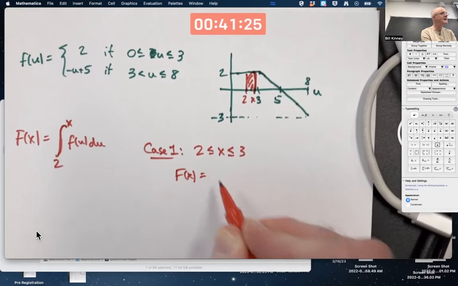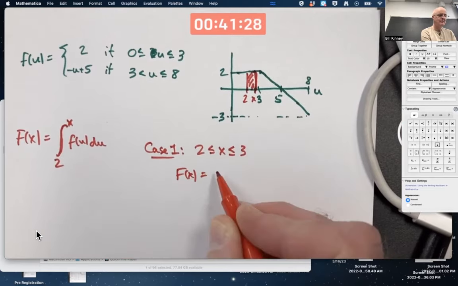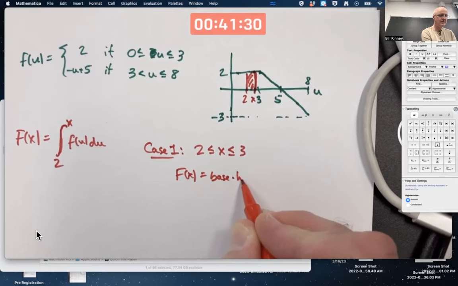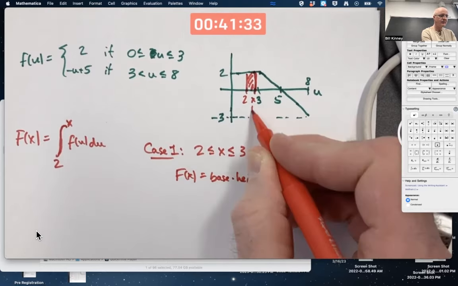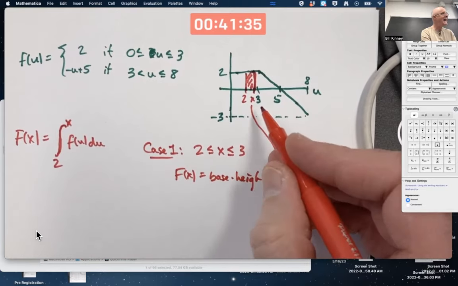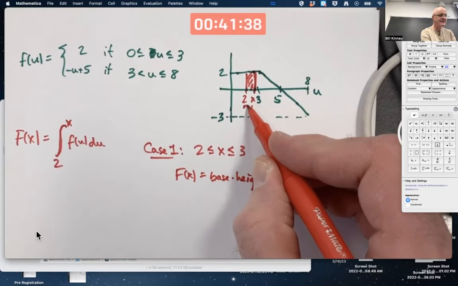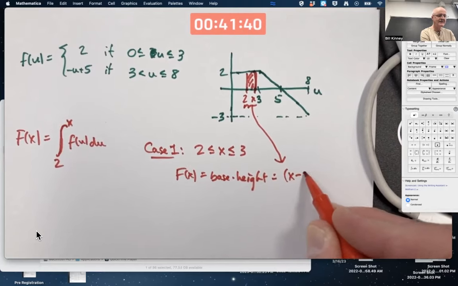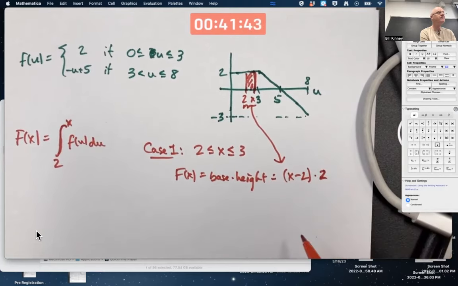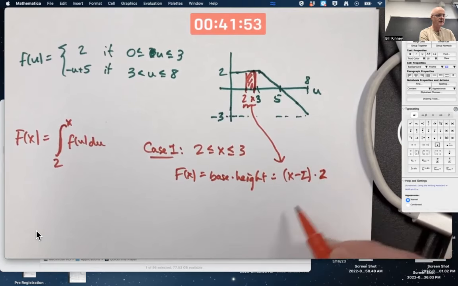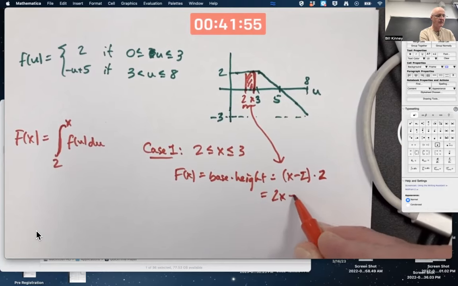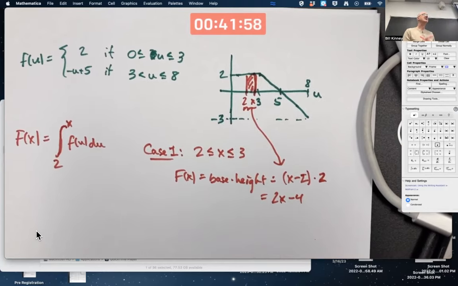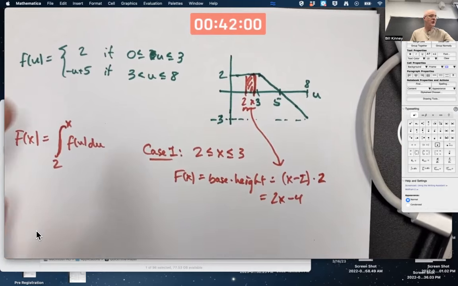Area of a rectangle is base times height. For that rectangle, the base is not x, it's x minus 2, right? The distance between x and 2. What's the height? It's 2. The area of that rectangle, if I pretend x is some fixed number between 2 and 3, is x minus 2 times 2, which is 2x minus 4, which has a derivative equal to 2.